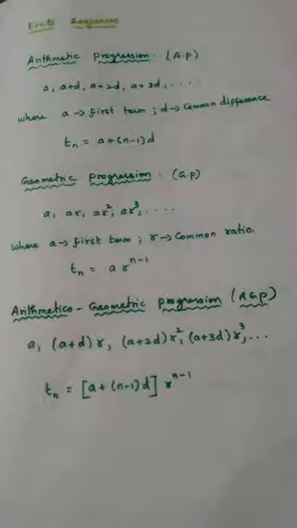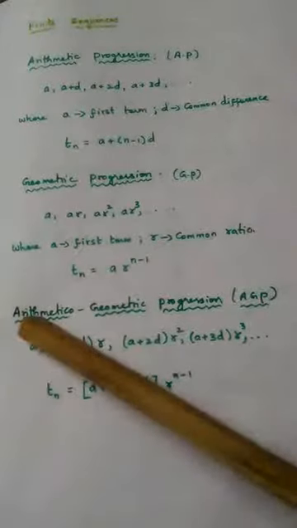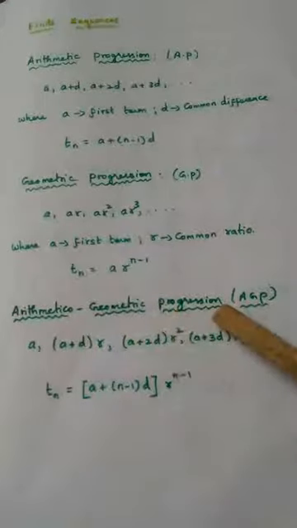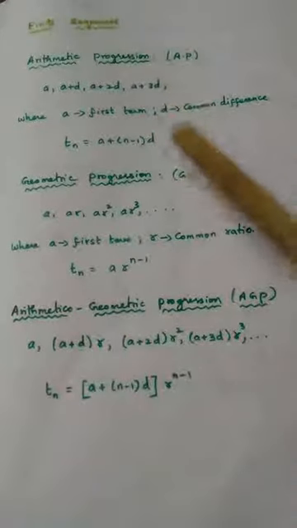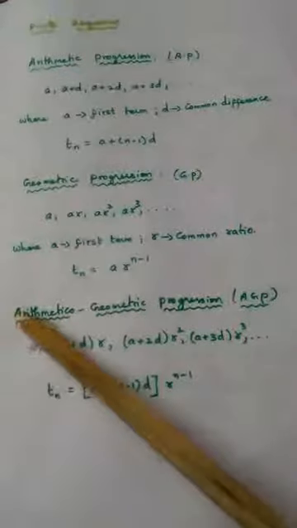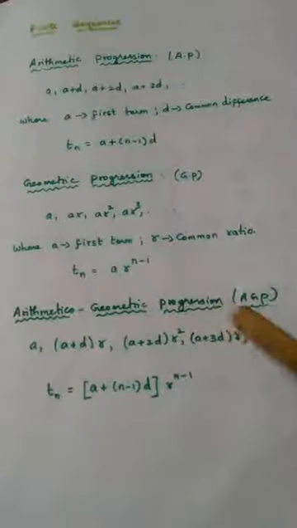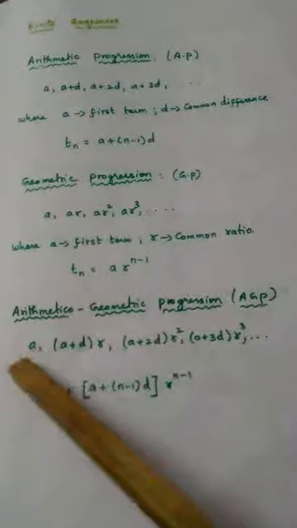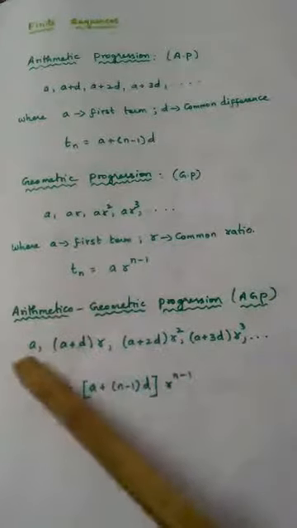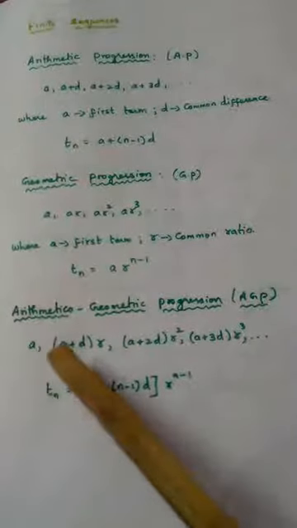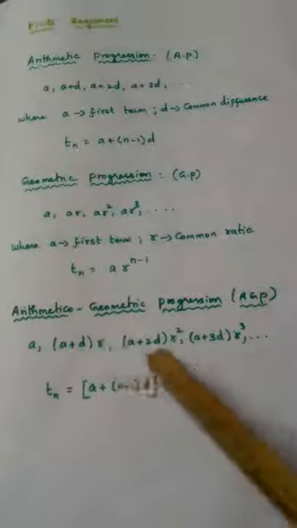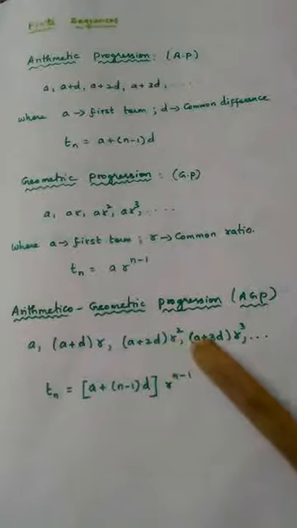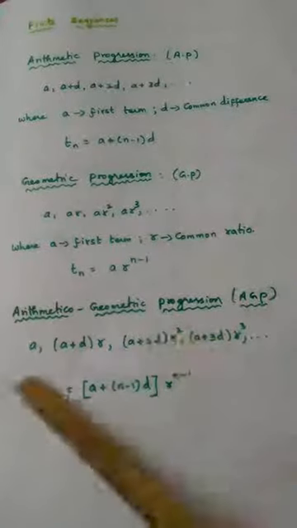And another thing that we are studying in 11th standard is a new sequence, arithmetico-geometric progression. This is arithmetic progression, this is geometric progression. This is called arithmetico-geometric progression, shortly denoted as AGP. How does it look? The general form is given by a, (a plus d) into r, (a plus 2d) into r square, comma, (a plus 3d) into r cube, like that it goes.